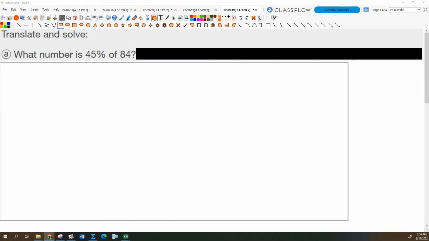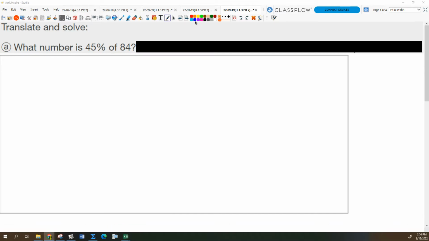Now we're going to go back to that stuff we talked about before. We're trying to solve this simple story problem: what number is 45% of 84? What's our unknown here? 45% is given, but what's the number? We don't know. That's our unknown. We'll call it x.